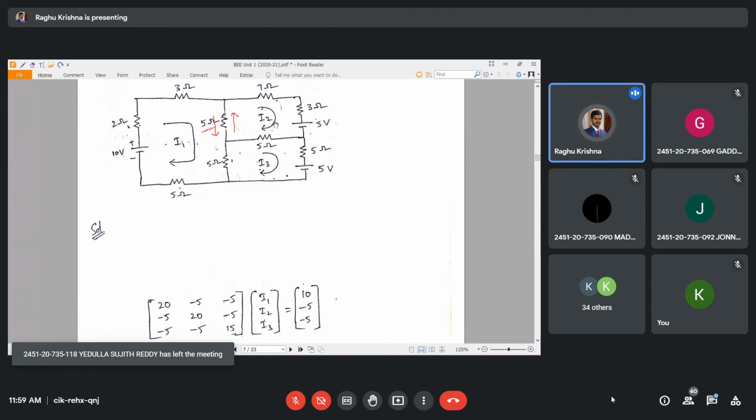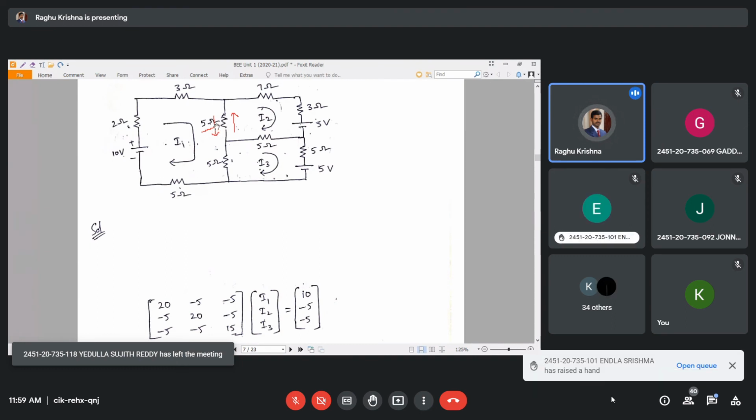Now here, if you see this 2 and 1, what is the common? 5, you take -5, and this you take the sum of resistors in this loop. So 7 plus 3 plus 5 plus 5, which is equal to 20. So 20.